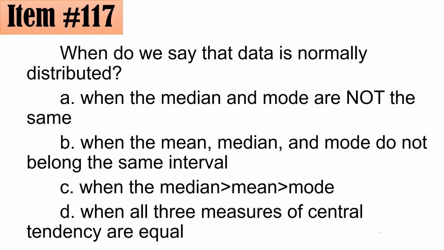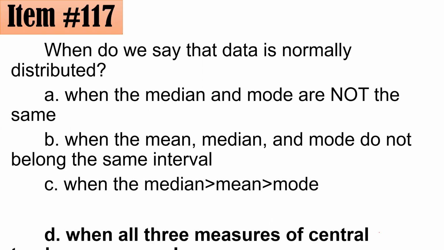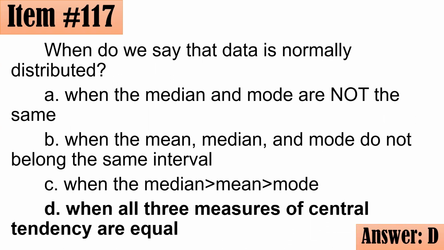Okay, D. If you answer D, you are actually correct. Tandaan po natin, in a normal curve po, all the three measures of central tendency, namely the mean, median, and mode, are located in one location, in one place, and therefore all are equal. Letter D.